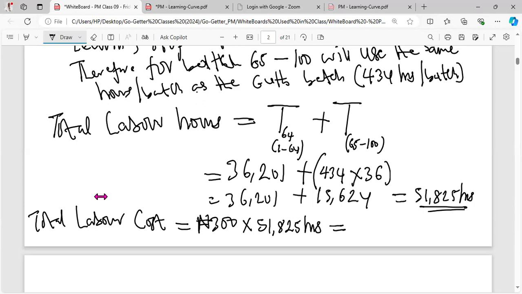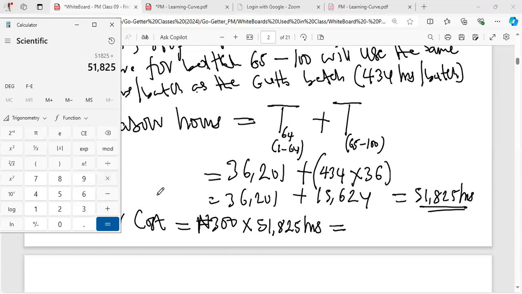Anyone? I'll multiply this by, if you can see my calculator, I can't even see my calculator. Let me stop sharing and share again. All right, I can now see my calculator.